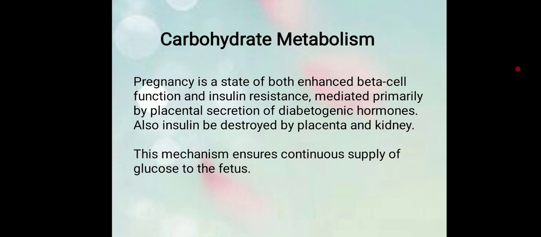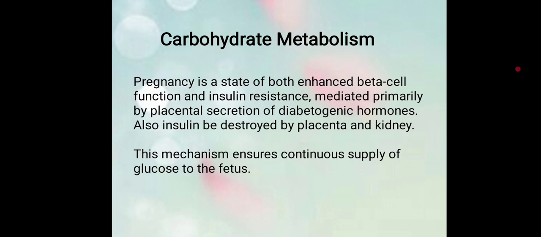Carbohydrate metabolism. Pregnancy is a state of both enhanced beta cell function and insulin resistance. Beta cells are the pancreatic cells that produce insulin, right? Why? Because there is peripheral insulin resistance. What is the cause of insulin resistance? It is mediated primarily by placental secretion of diabetogenic hormones.